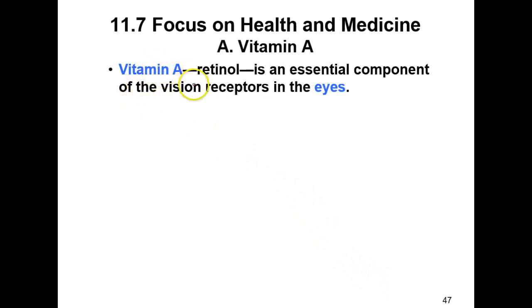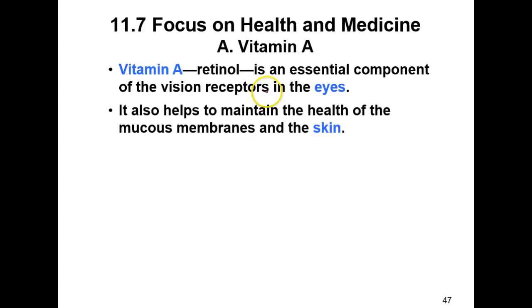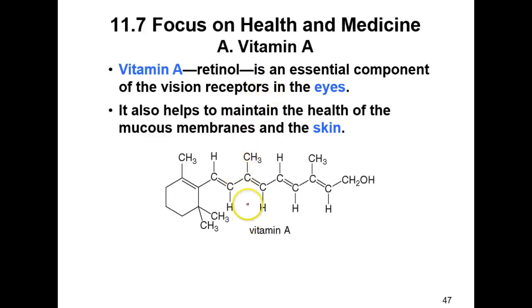All right, vitamin A, retinol. Vitamin A is actually essential for our vision. Carrots have a tremendous amount of vitamin A in them. It helps maintain the mucous membranes and skin, and here is the structure of vitamin A. So by looking at this, does this make sense? Is this fat soluble, meaning it dissolves in nonpolar, or is it water soluble, meaning it's polar? Just to remind you, nonpolar means fat soluble. It's soluble in nonpolar. Polar means it's water soluble.